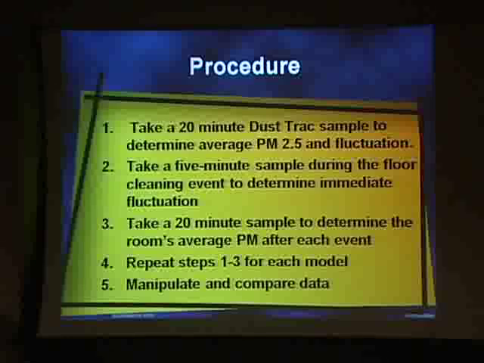To keep control, our procedure was to take a 20-minute DustTrak sample to determine average PM 2.5 and fluctuation, to make sure the PM 2.5 in the room didn't fluctuate before the test. Then take a 5-minute sample during the floor cleaning event to determine the immediate fluctuation, and then take a 20-minute sample to determine the room's average PM after each event. Then we repeated those steps for each model and compared the data.